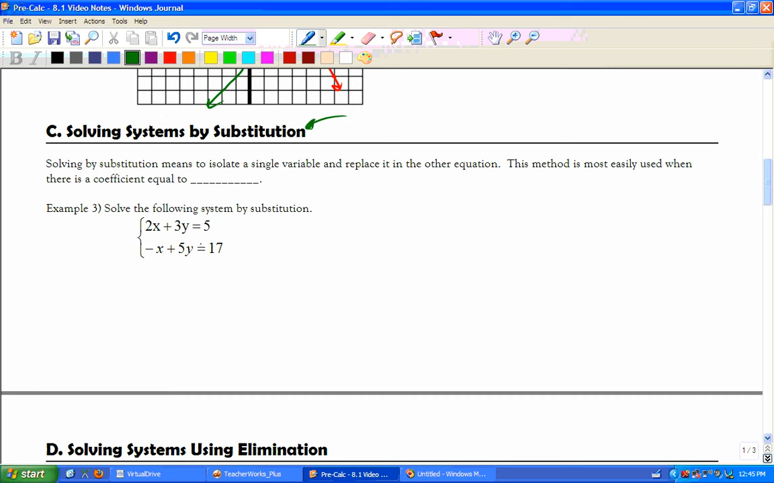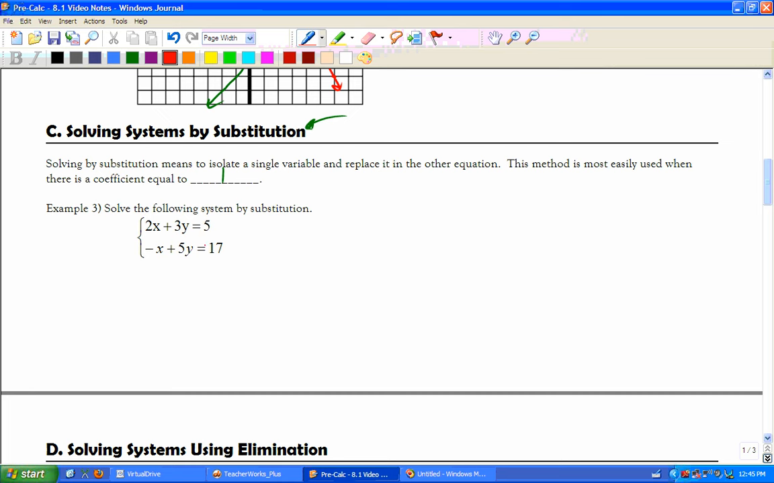So if we solve for x, maybe in this equation, we'll plug whatever it equals back into this other x. This method is most easily used when there is a coefficient equal to 1, because to isolate that variable is going to be easiest. It's just the way it is. It certainly works with other variables, but the substitution isn't as complicated when we have one of the coefficients equal to 1. For example, solve the following systems of equations by substitution.